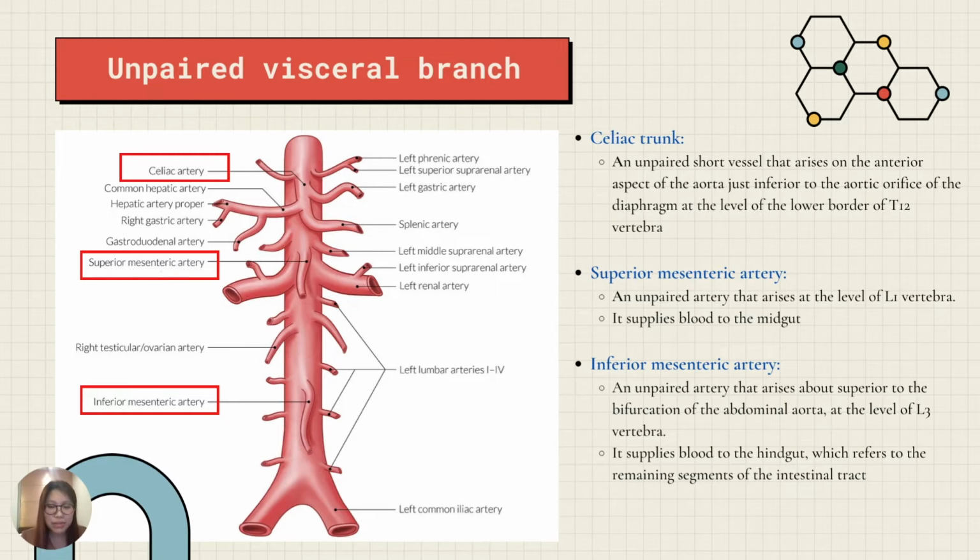For the superior mesenteric artery, it arises about 1 cm below the celiac trunk at the level of the L1 vertebra. It supplies blood to the midgut. Lastly, for the inferior mesenteric artery, it arises about 4 cm superior to the bifurcation of the abdominal aorta at the level of the L3 vertebra. It supplies blood to the hindgut.